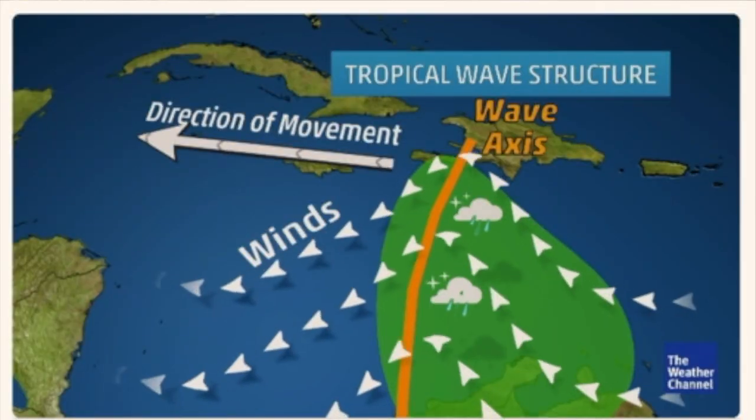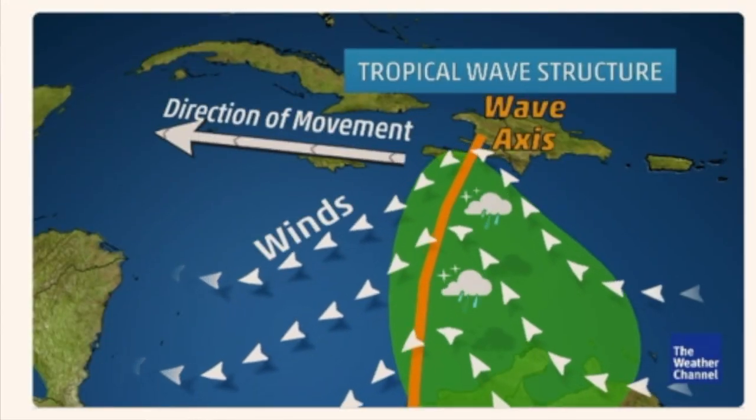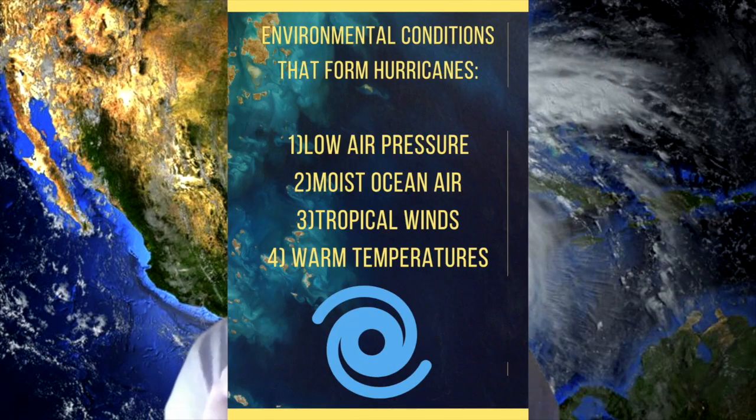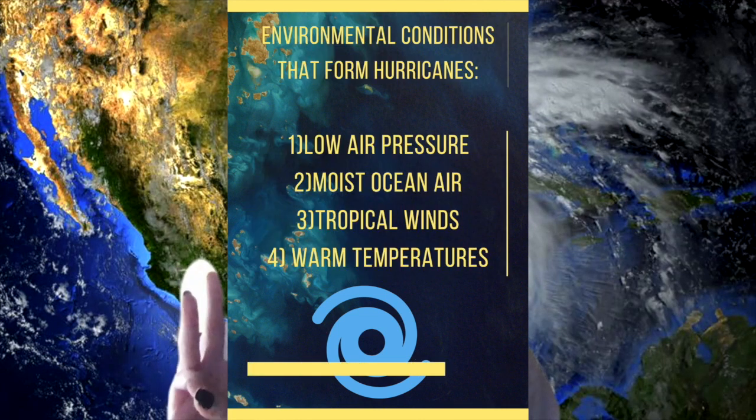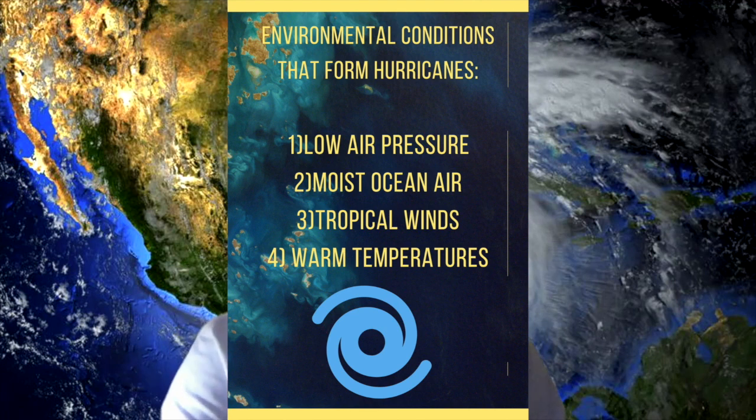But not all locations are equally likely to experience a hurricane, and weather disturbances like tropical waves don't always become powerful and damaging storms. This is because hurricanes need four key environmental conditions to form: one, low air pressure; two, moist ocean air; three, tropical winds; and four, warm temperatures.